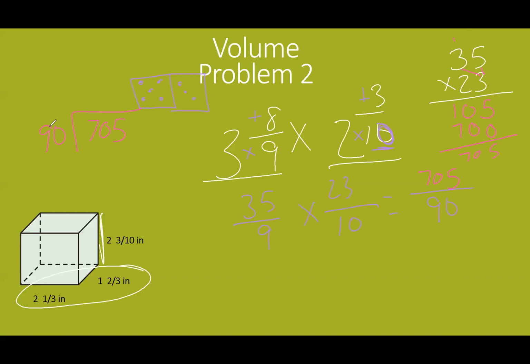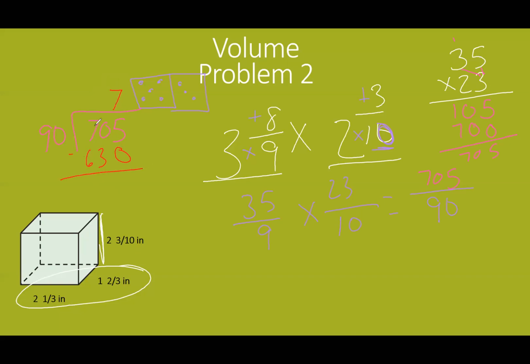If I were to say 90 is about 100, I would say about 7 of those would equal 700. That makes sense. But now let's think about what is 9 times 7. 9 times 7 is 63. So 9 times 7 tens would be 630.